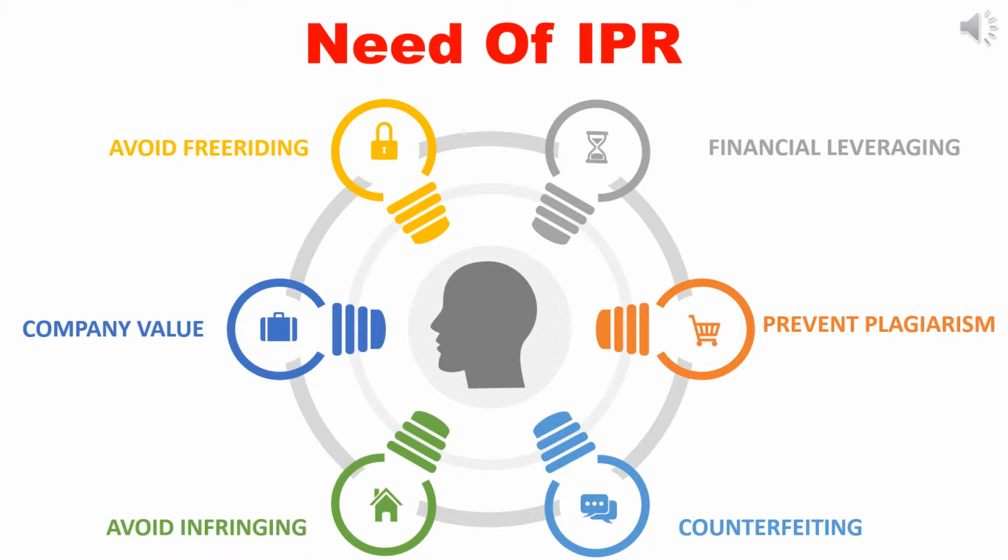Next is avoid infringing. IPR provision recognizes infringement as an offense and it offers numerous remedies against infringement of these IPR such as injunction, compensation, etc. Next is avoid counterfeiting. Counterfeiting is a fraudulent imitation of something else. Here, something else is intellectual property such as a book, song, product, etc.